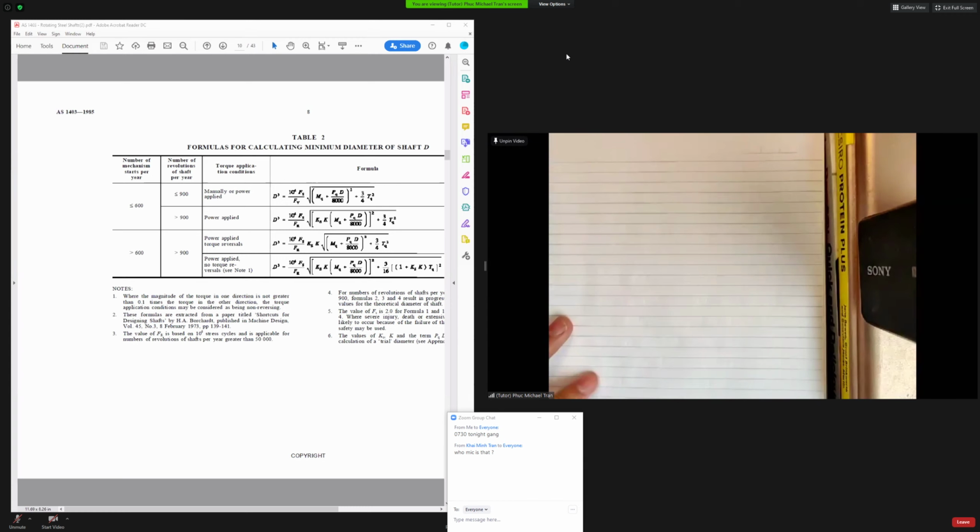So the process, I like to write it up before doing anything. Locate your critical points. So these are the points in your shaft that are most likely to break. Calculate forces.